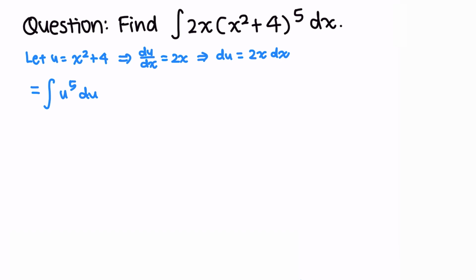And this is now just as simple as using the power rule. This will be 1 over 6 u to the power of 6 plus c. And to finish this question, I'll just write this as 1 over 6 (x squared plus 4) to the power of 6 plus c. So the whole idea of integration by substitution is to let u equal something, and then you find du in terms of dx. And you want to choose your u in such a way that the integral becomes very easy to solve, or comparably easier than your original integral.